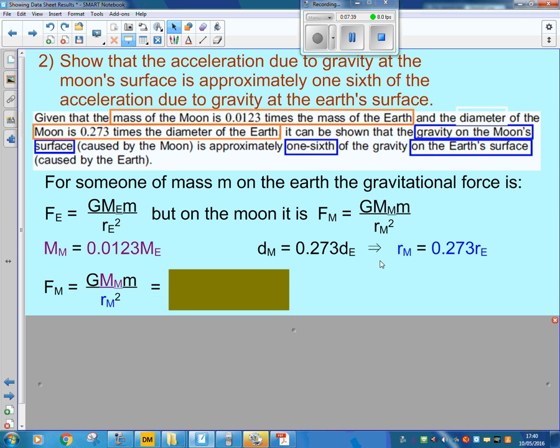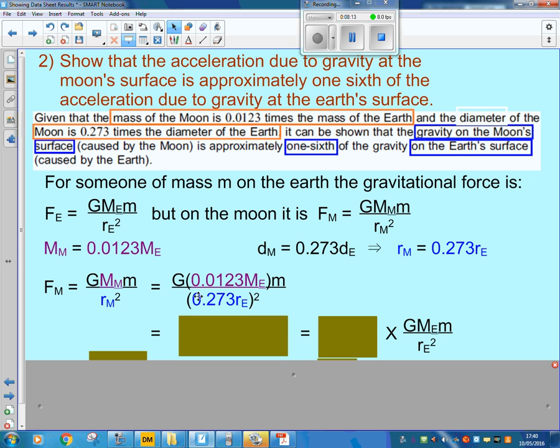Now, let's go to what we're told about the Moon. The force on the Moon is G times the mass of the Moon times the mass of a person over the radius of the Moon squared. And let's replace this information with information about the Earth. So where I've got M_M, I'm going to put 0.0123 mass of the Earth. And where I've got R_M, I'm going to put 0.273 radius of the Earth. And I'm squaring that, so I want to square this one.